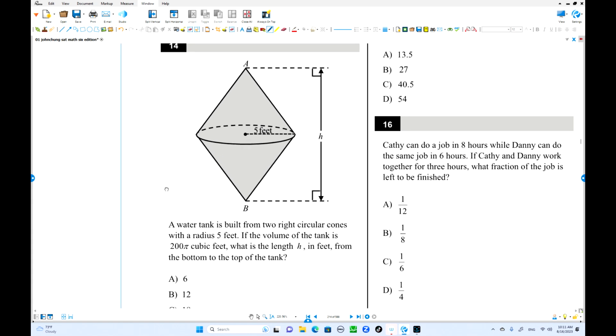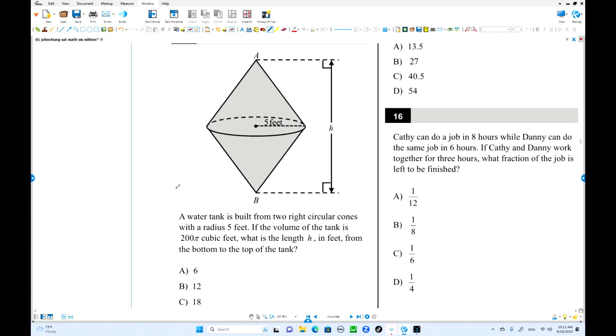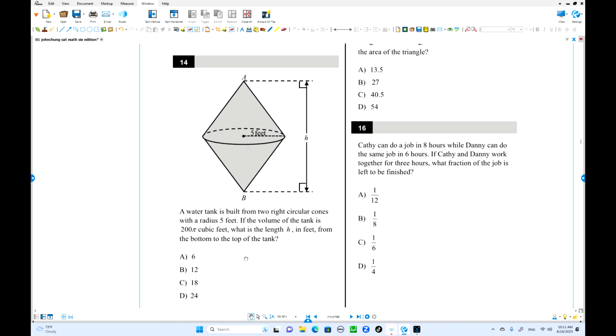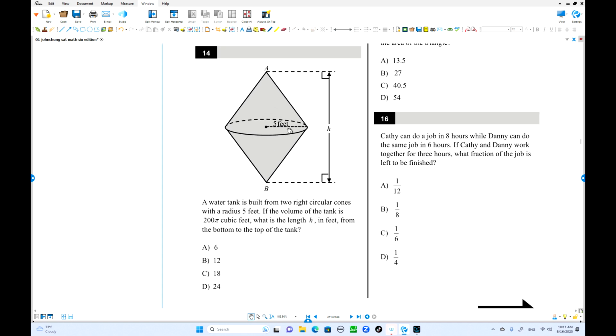This is number 14. We have a water tank made from two right circular cones, and they have y-axis symmetry, okay? So each one has a volume of 100 pi cubic feet. That's the value. Okay, so we're going to find the value of h over here.